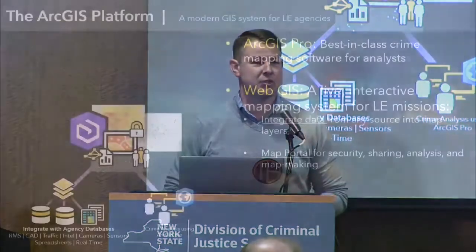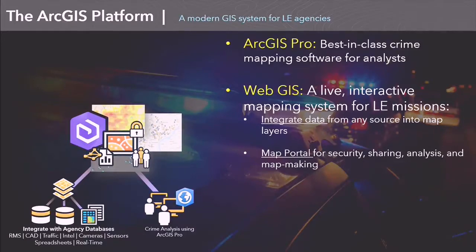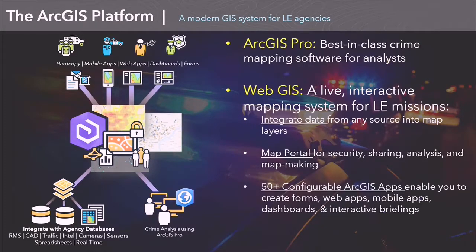It includes an authoritative content management system that we call a portal. What that portal does is provide a security model that can be connected to Active Directory, so that as an officer, I log into my computer for the day once, and it connects me and my security through into that portal, and that controls what layers and maps and applications I have access to. It also enables you to make browser-based interactive maps. Why does that matter? Well, because WebGIS also comes with over 50 configurable, ready-to-use apps.